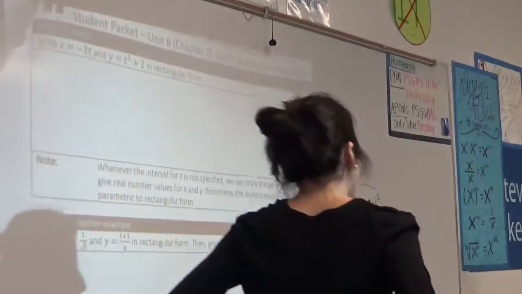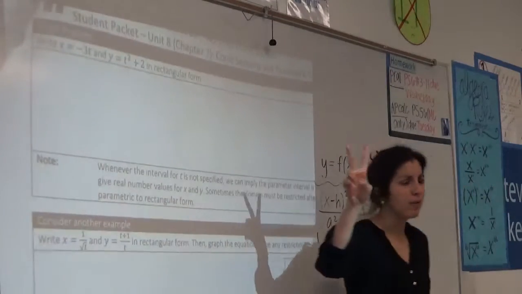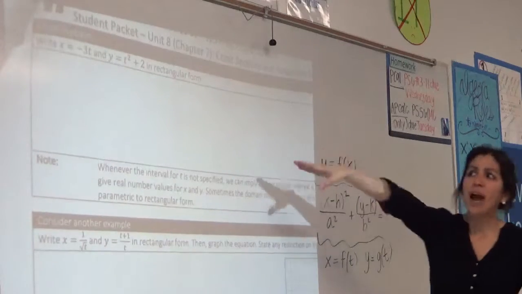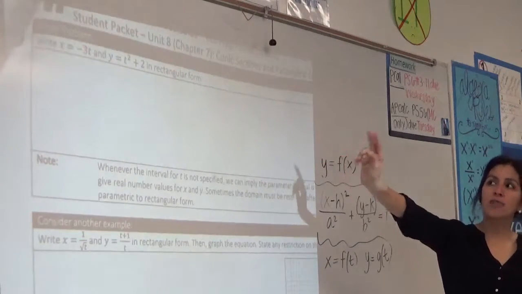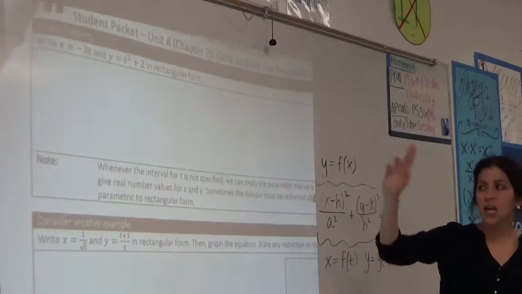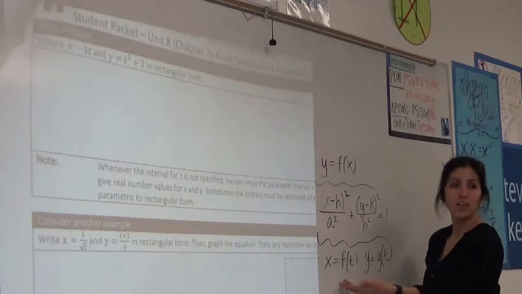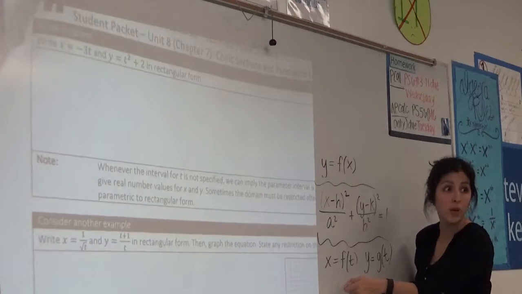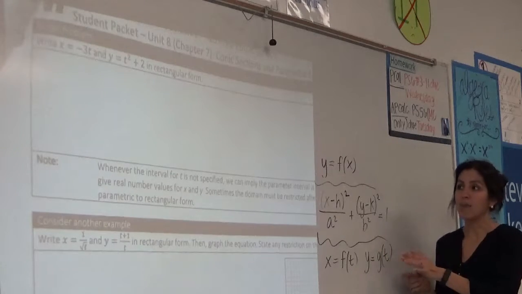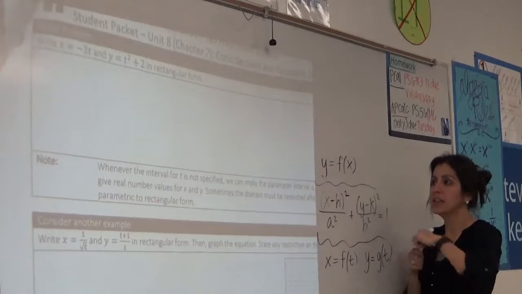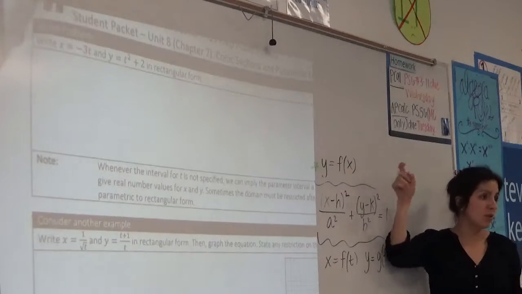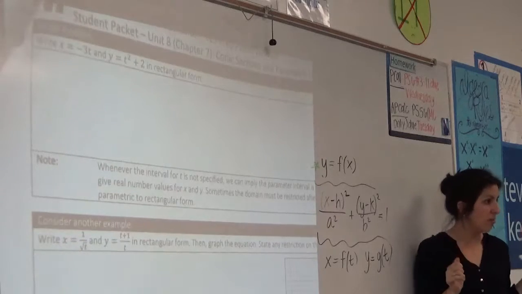Okay, so here's what your test questions are going to look like. Probably 2 questions on parametric equations. Just 2. Write x equals negative 3t and y equals t squared plus 2 in rectangular form. What I'm getting at here is I am giving you parametric, right? You see 2 equations instead of 1, and the variable is a t. That means that's a parametric set. And I'm asking you to get that into rectangular coordinates. Rectangular are what's familiar, what you've always done since you were little.